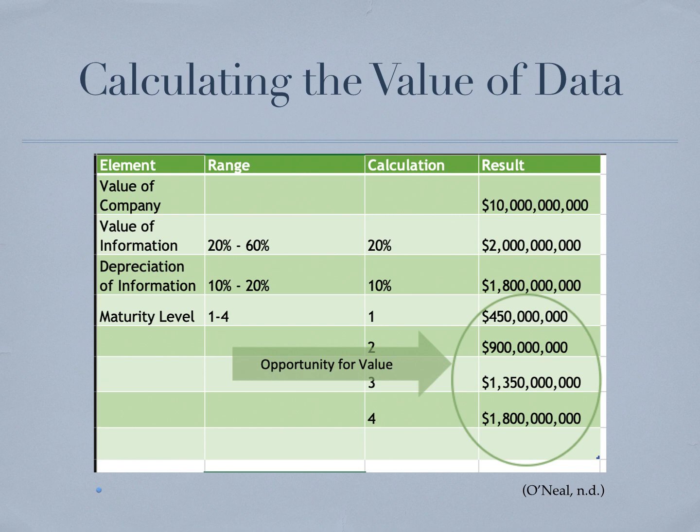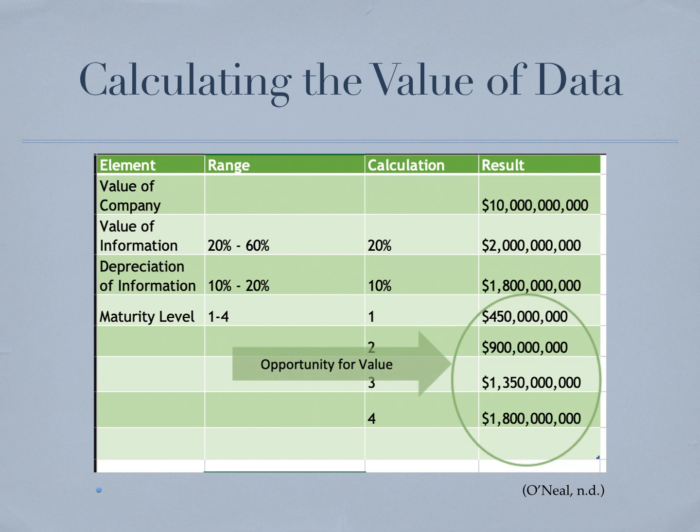So this chart here displays how I calculated the value of data for my working company CarMax. Say that CarMax is worth $10 million. So the value of information is 20 to 60%, where we use the 20% calculation, giving us $2 billion. And then depreciation of information is 10% to 20%. If you use the 10% calculation, that will give us $1,800,000,000.